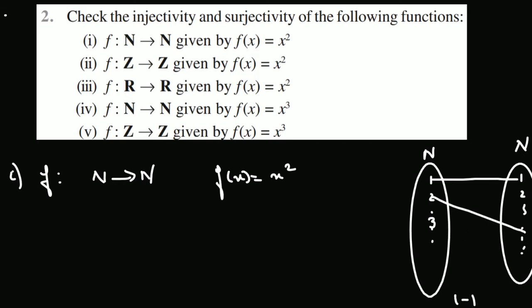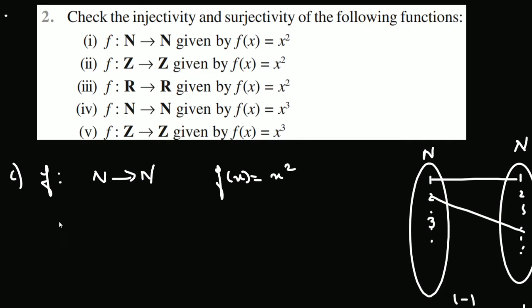And it is very clear it is not onto. Why is it not onto? It means the range is not equal to the codomain. The range is all the square numbers, 1, 4, 9, 16, and the codomain is the set of natural numbers. So they are not equal. Codomain is not equal to the range, therefore it is not onto. Let us prove it using the algorithm or the definition.